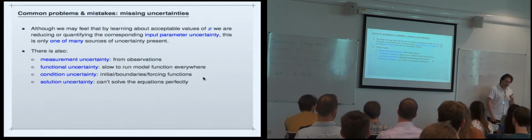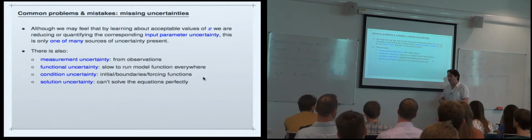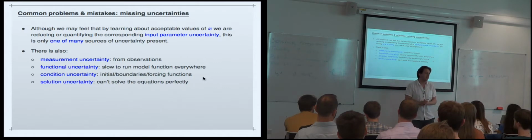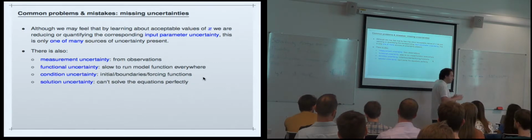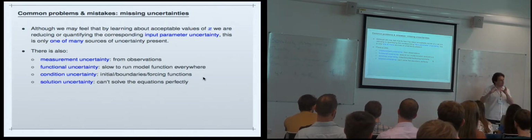Related to that is solution uncertainty. We can't solve the equations perfectly, so quite often we'll have a continuous system that we have to discretize. Look at any climate model. They run climate models on large grids, which aren't small enough to make current projections as accurate as they want them to be.